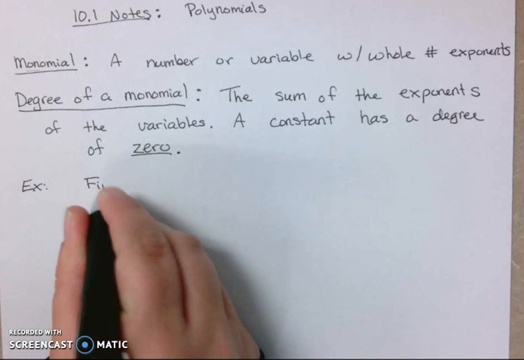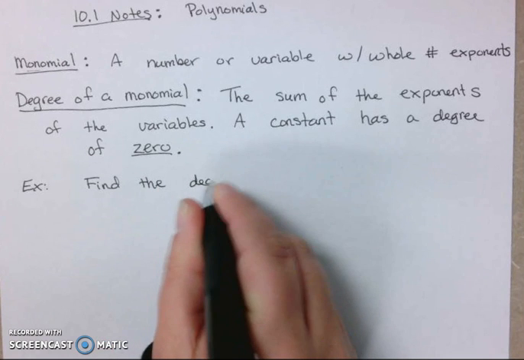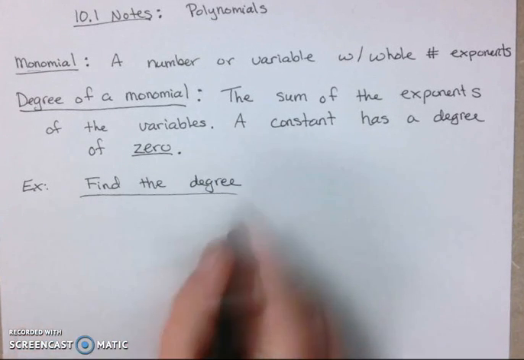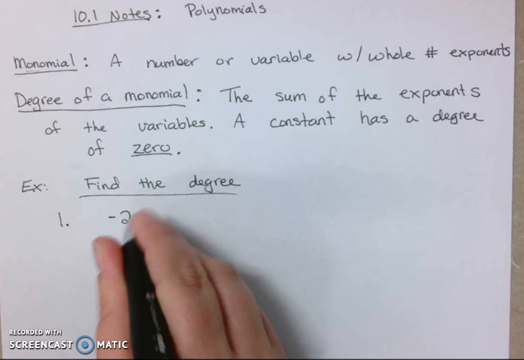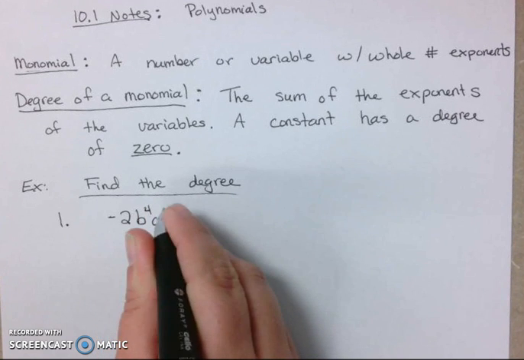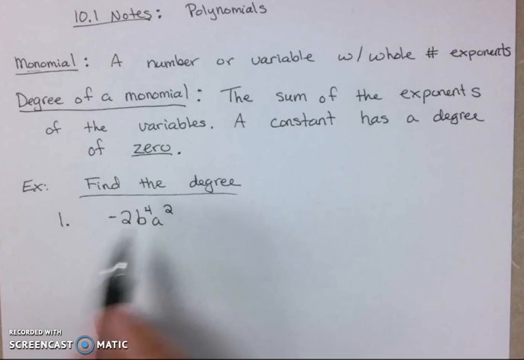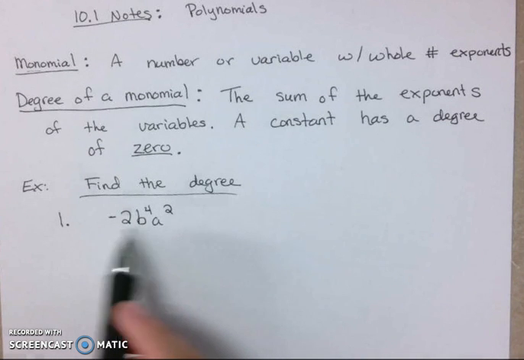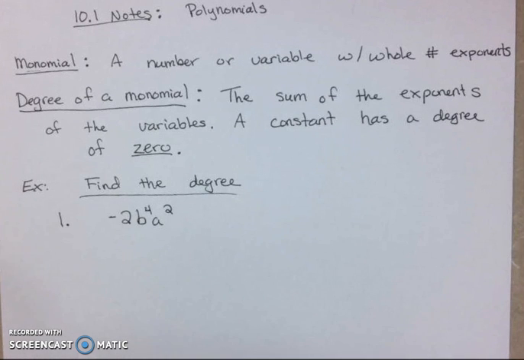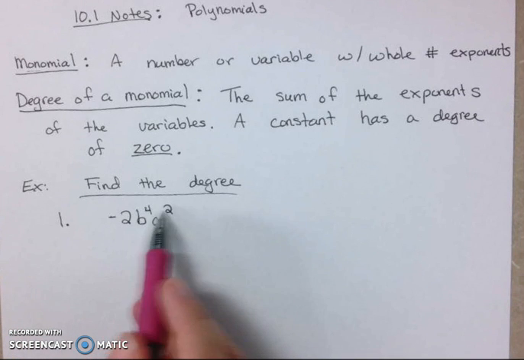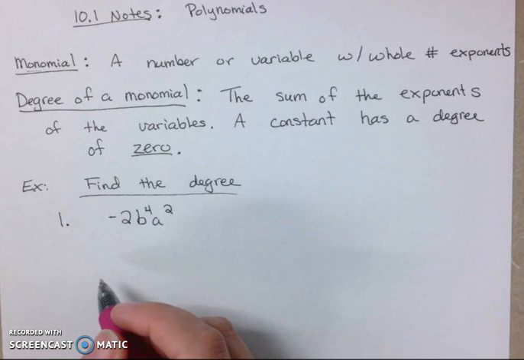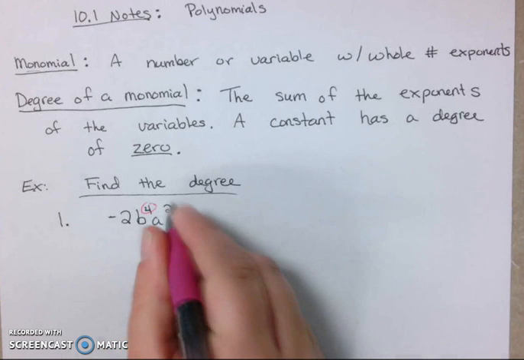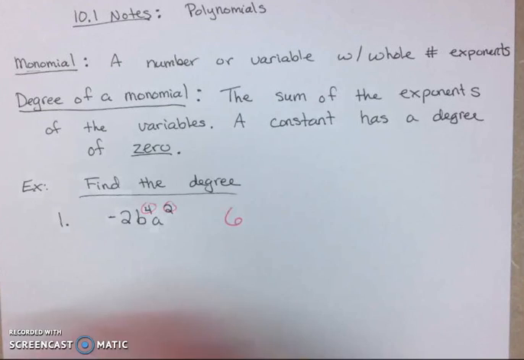So we're going to find the degree of the monomial. Monomial means it's one term, so it won't be separated by addition and subtraction. I have negative 2, b to the fourth, a to the second. That's just one term. What you do is add up the exponents. This is 4 and 2, and the negative 2 is a constant with a degree of 0, so we don't add anything for it. We just take the 4 plus the 2, so it has a degree of 6.